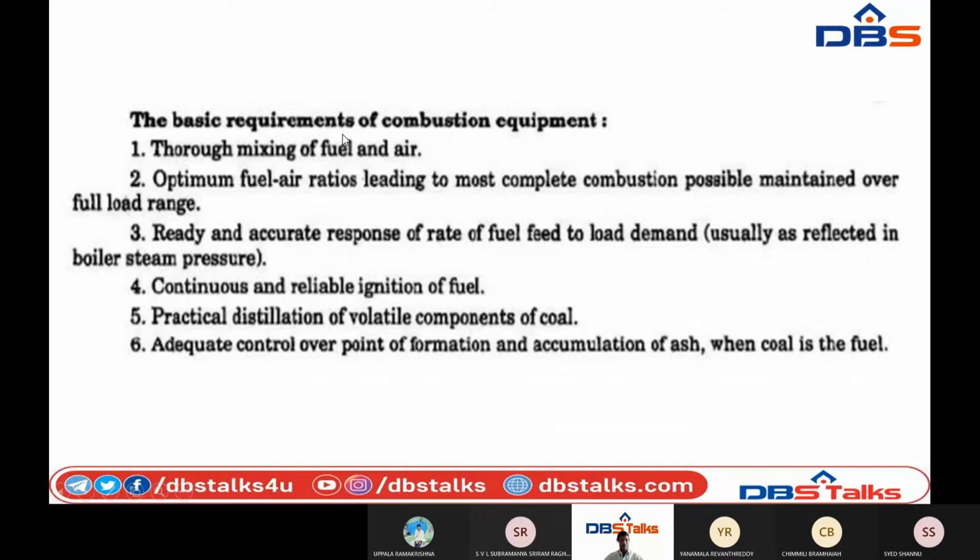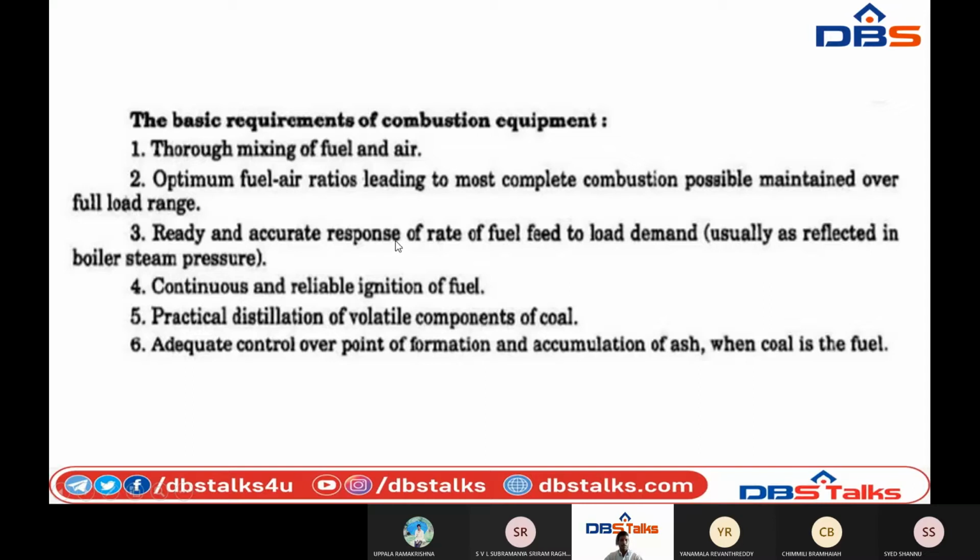The basic requirements of a combustion equipment: the first is thorough mixing of fuel and air, that means combustion should take place with a certain fuel mixing ratio. That is the first point. Second, the optimum fuel air ratio, leading to the most complete combustion possible, must be maintained over the full load range. That means we have to reduce the fuel air ratio, because it is already in combustion, so it does not require a high fuel air ratio after the full load range.